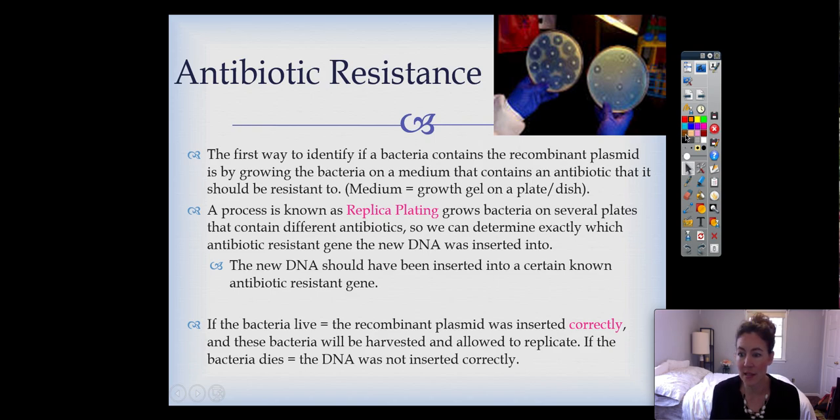So antibiotic resistance here. The first way to identify a bacteria that contains a recombinant plasmid, DNA from two different sources. You can grow those bacteria that you allowed in that little warm bath to let those plasmids inside of them, and only 0.001% actually got inside. You can grow whatever bacteria result from that process on a growth medium. That just basically means Jello on a plate. And those bacteria will grow into colonies that look like circles.